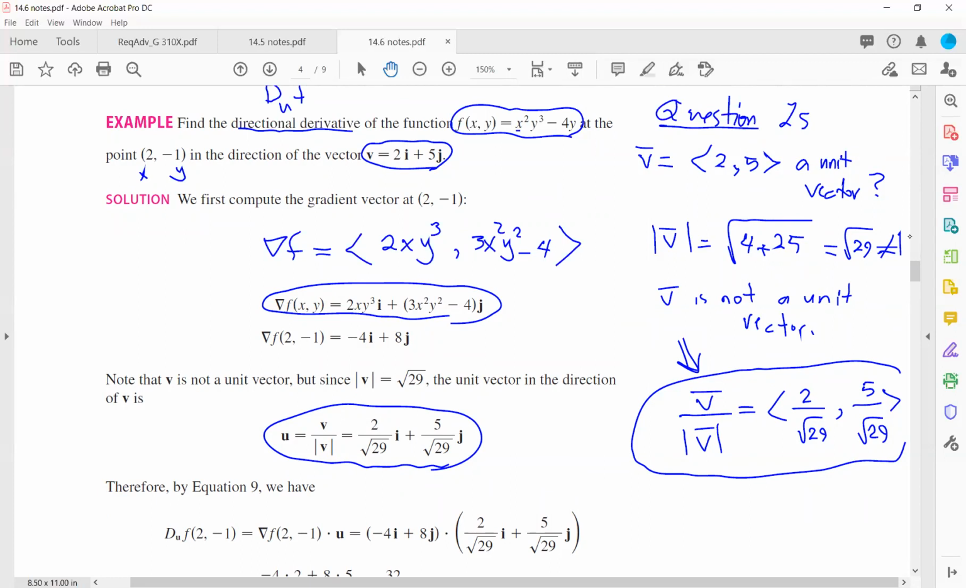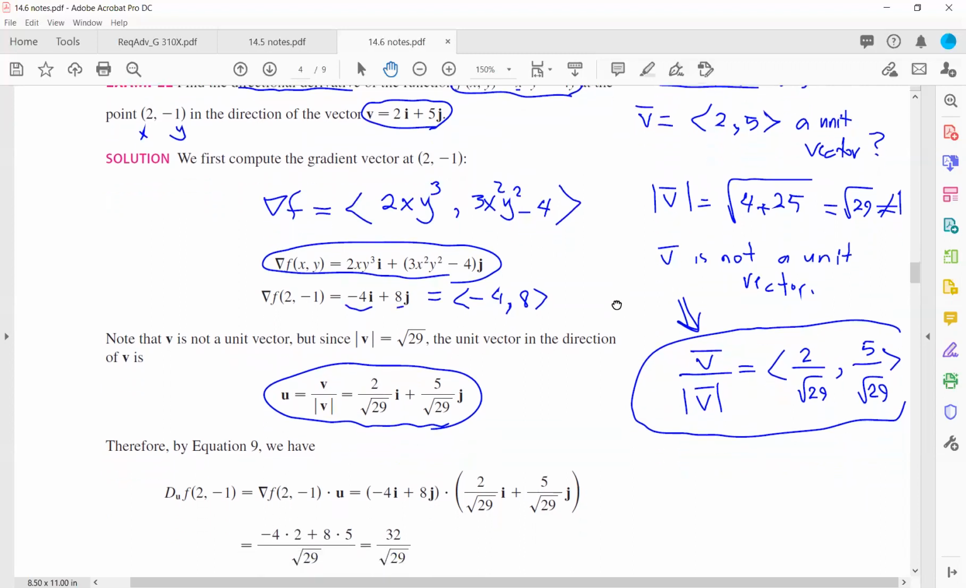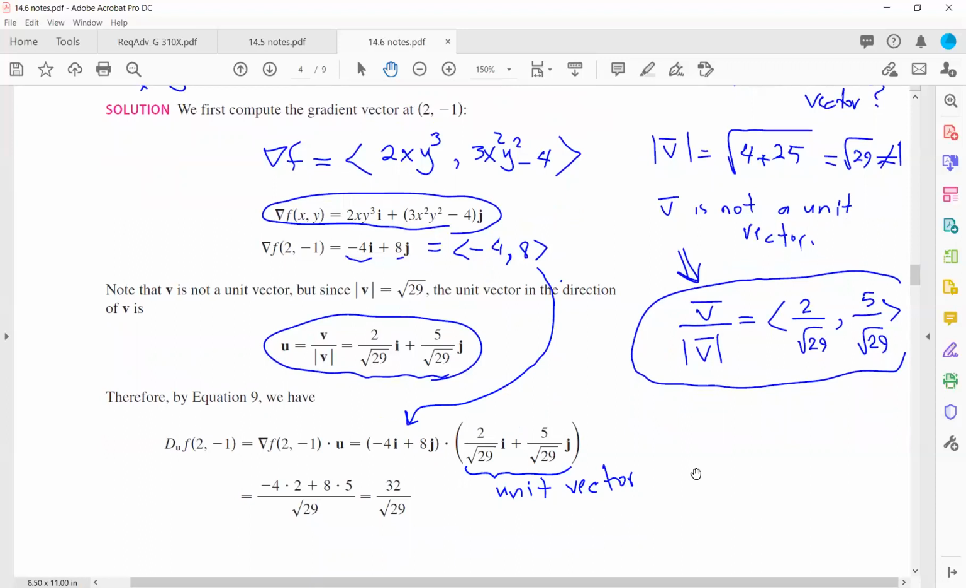2 times 2 times -1 cubed is -4. And the second component, 3 times 2 squared times -1 squared, gives you 12 minus 4, which is 8. So (-4, 8) is the gradient of the function at (2, -1). The gradient of the function times the unit vector. This is the dot product. You're actually multiplying (-4, 8) by (2 over square root of 29, 5 over square root of 29).